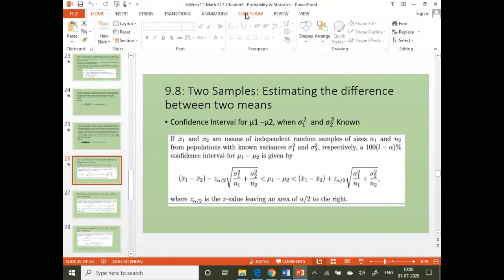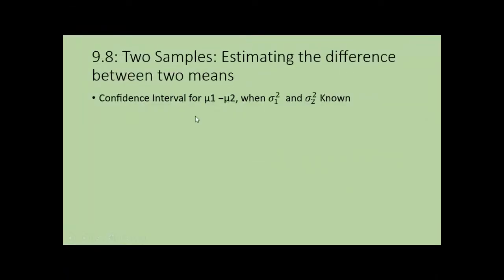We have to start with this topic 9.8, two samples, estimating the difference between two means. In the last class we discussed finding a confidence interval for a population mean, and we tried finding the maximum error allowed, and we can find sample size using the formula that was discussed in the last class. And now we are going to find a similar confidence interval for the difference of two means, two population means.